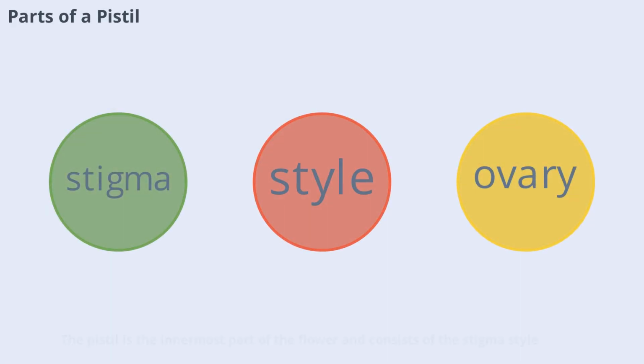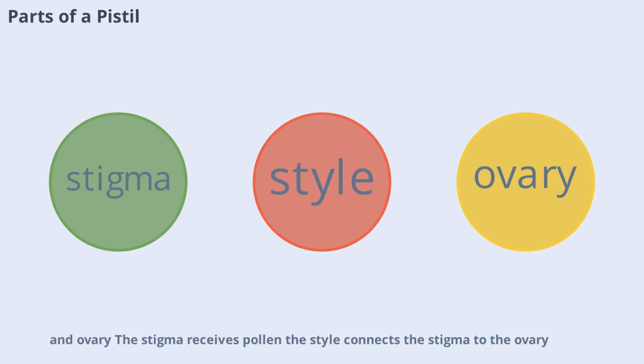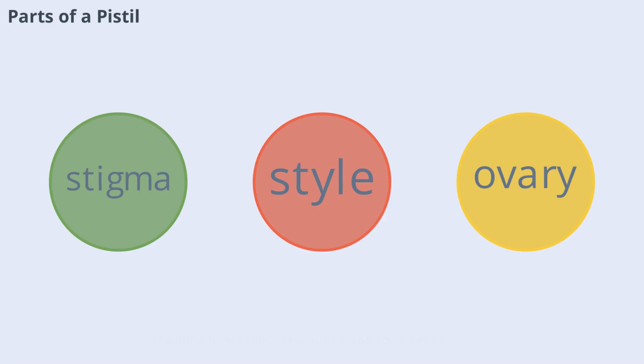The pistil is the innermost part of the flower and consists of the stigma, style, and ovary. The stigma receives pollen, the style connects the stigma to the ovary, and the ovary contains ovules. Understanding these parts is key to learning how plants reproduce and form seeds.